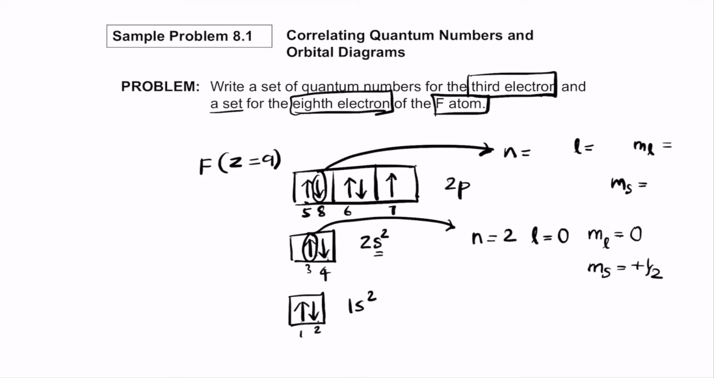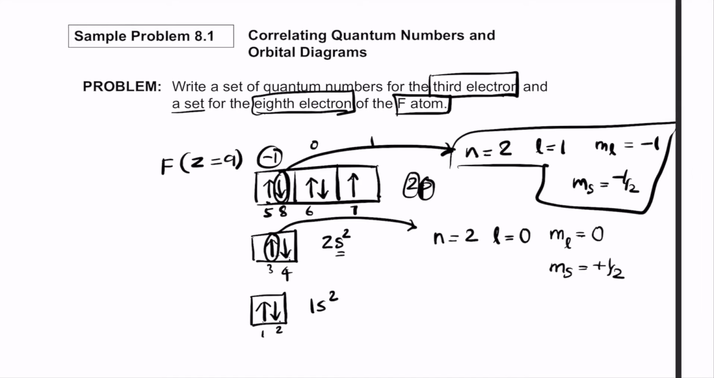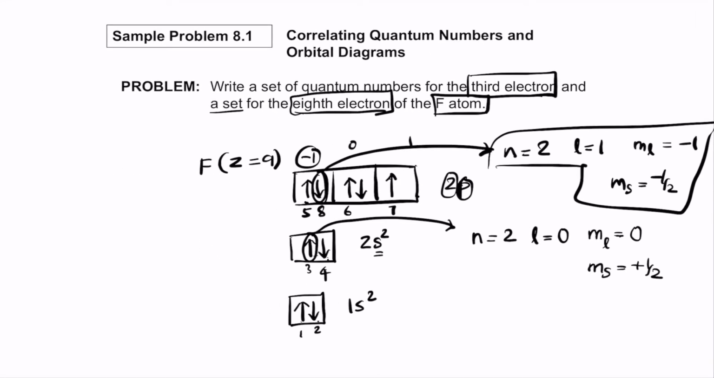Now what would be the n value there? We notice that it's a 2, so second orbit. Next, p: for p, the l value is 1. Now ml can contain minus l to l, so this is minus 1, 0 and 1. So the ml value becomes minus 1. ms here is downward, so we can write minus half. So these are the set of quantum numbers for the 8th electron of the fluorine atom. And this is how you number the electrons as well.